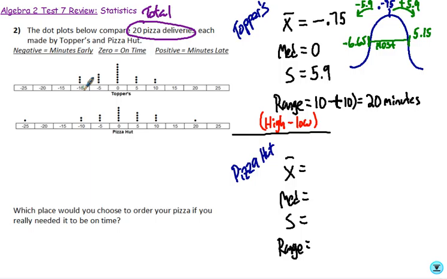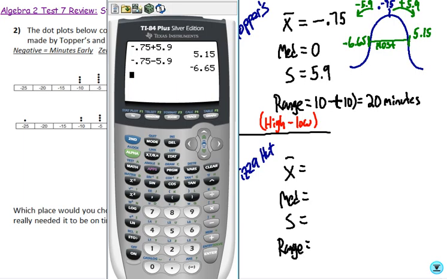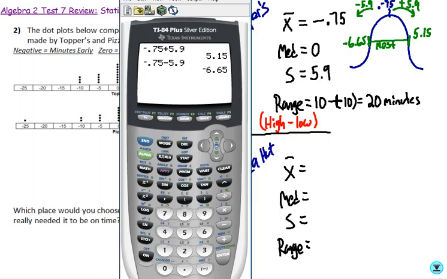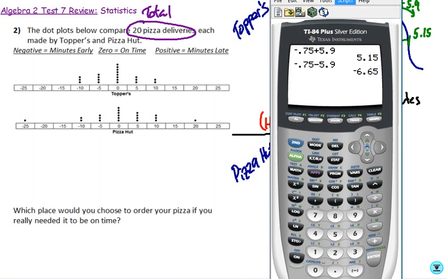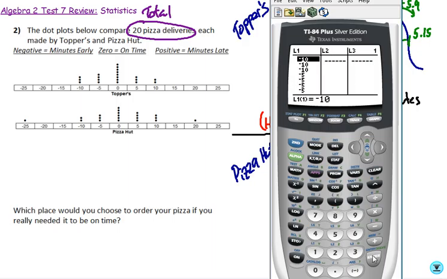So what we're going to do now is rerun the numbers for Pizza Hut and do kind of the same analysis with them. So how you would do that is go back to Stat, Edit, and then we got the Toppers numbers in there. So let's clear out the Toppers numbers. Let's hit Clear, scroll back down, and then let's put in the Pizza Hut numbers.